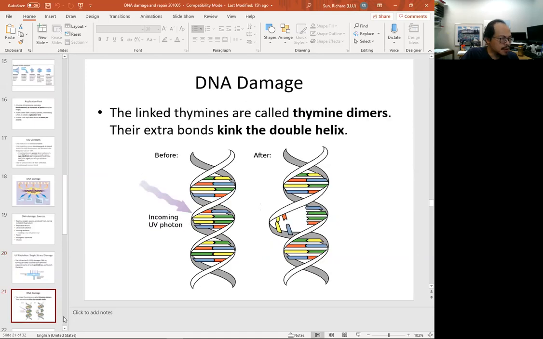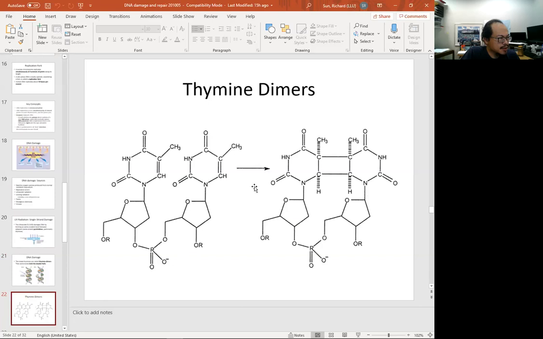So this UV light forms these two yellow, the thymine dimer, and the thymine dimer is pretty strong. So it will cause this strand to become kinked. Here the example is the thymine dimer, which is two thymine. This is the sugar phosphate backbone, and this is the nitrogenous base. This nitrogenous base happens to be two thymine located next to each other.